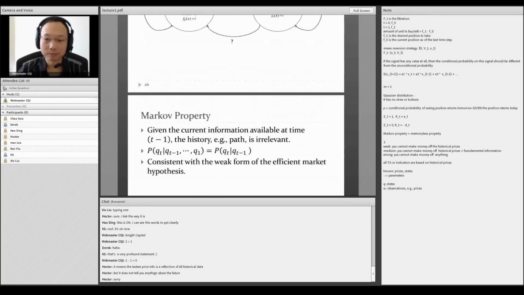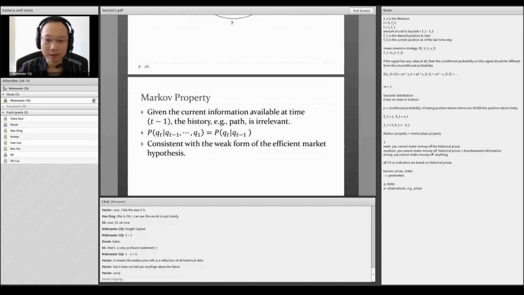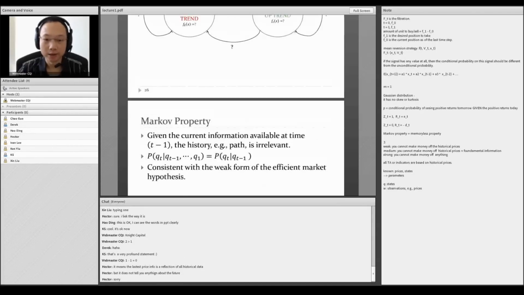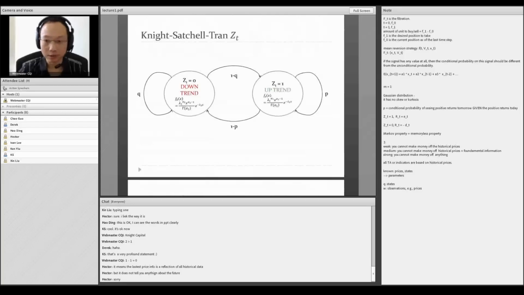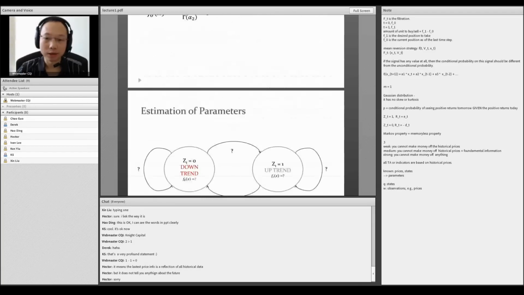So the Markov property is saying the probability of the future state depends on which state you're currently in. In this example, if we are in this state when Q equals 1, then the probability of the next state being 1 is P, and the probability of the next state being 0 is 1 minus P. Likewise, if we are in this state, then the probability of the future state being 0 is Q, and the probability of the future state being 1 is 1 minus Q. This is what this equation is about.